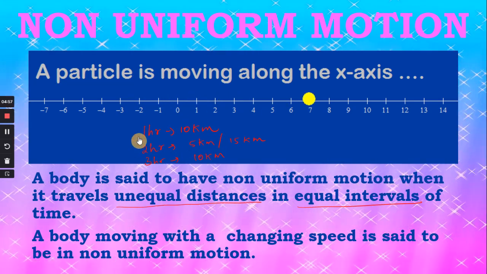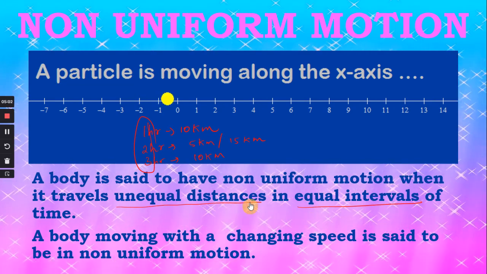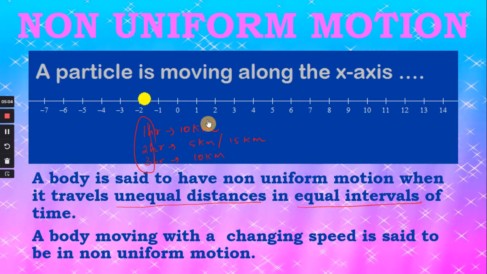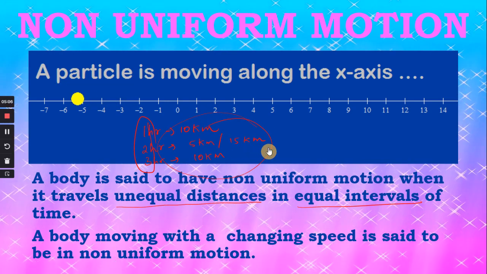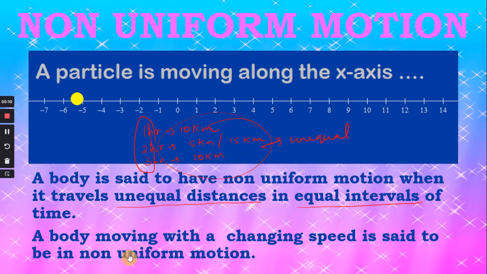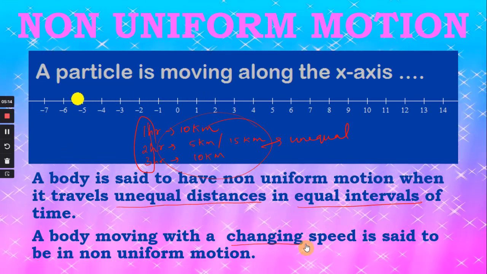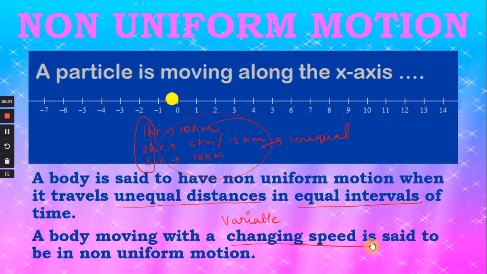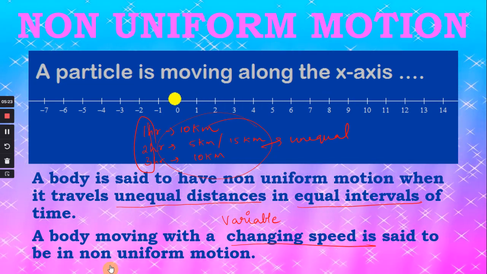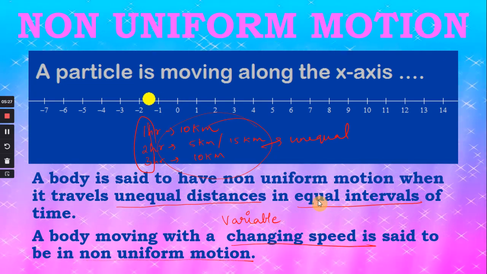So the timing is going to be the same. That's what you are saying: equal intervals of time, but the distance is going to be unequal. So here you are going to say that the object is going to move with a changing speed, or you can say it is going to be variable. Variable speed, changing speed, and then it is said to be in non-uniform motion.